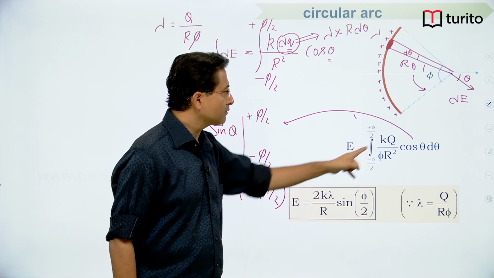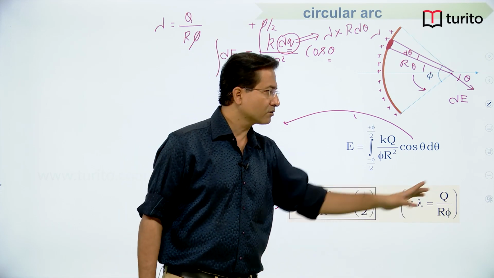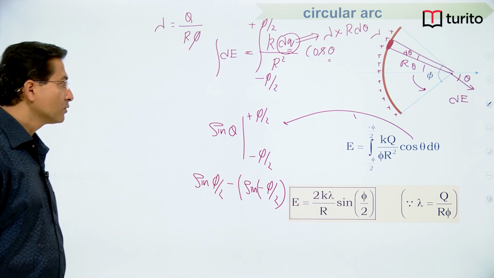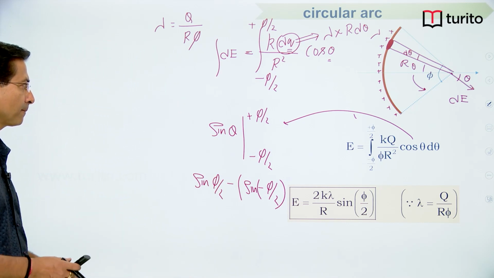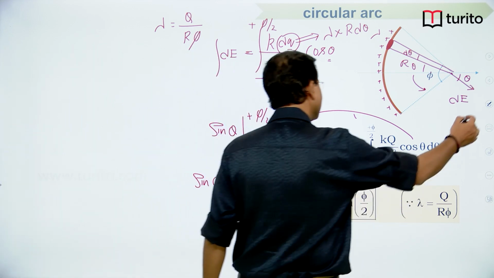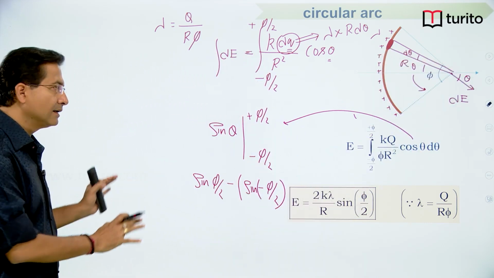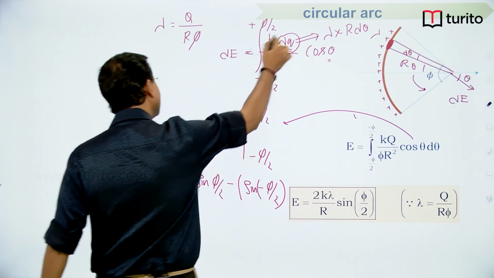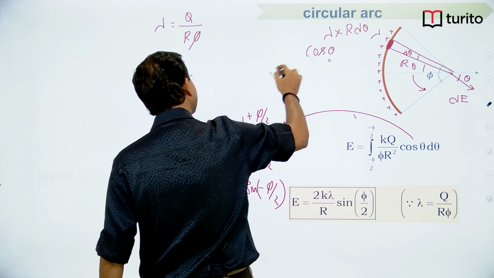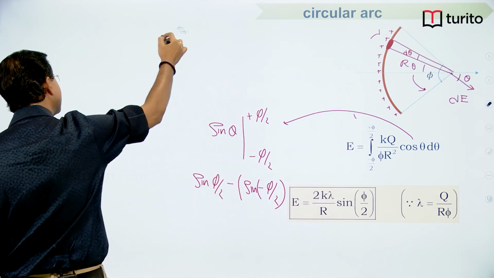This is k. In terms of lambda, if you want to write lambda r sin phi by 2, where lambda is equal to q divided by r phi, right. So this is the field produced by part of the ring. If you look at the result, one important point. So I will erase this one, simple. So we are using the same logic to get the field due to various types of distribution. I hope you are understanding the procedure.